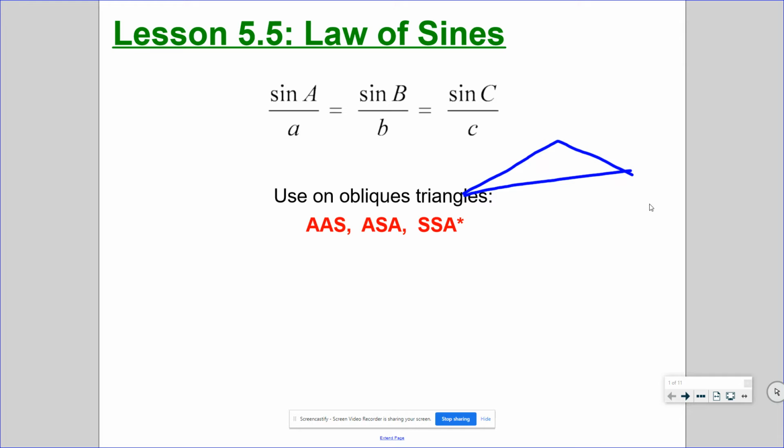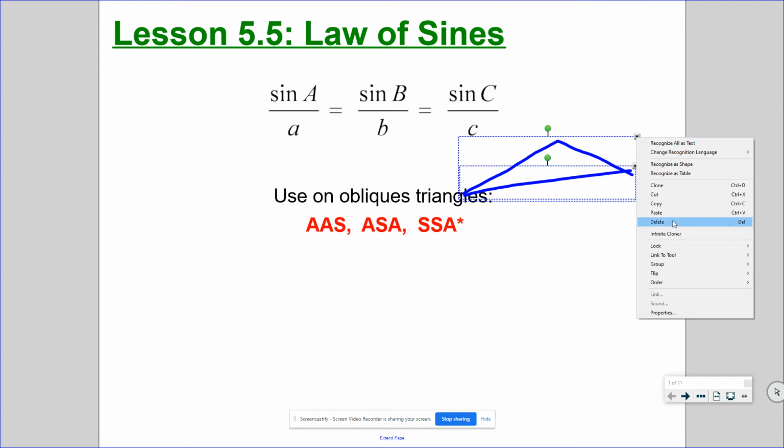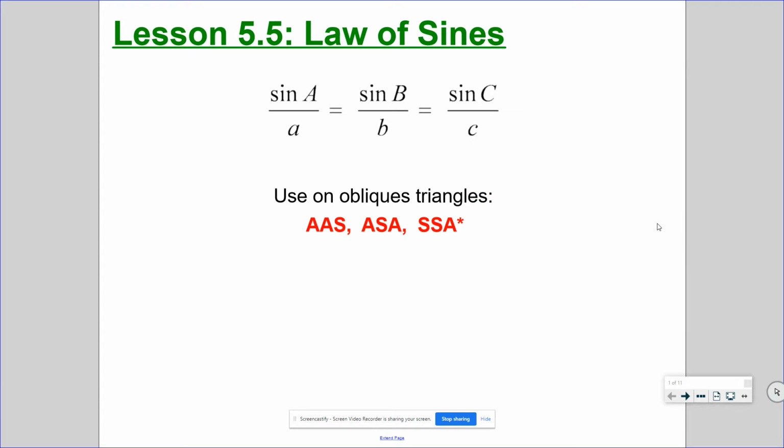Referring to the formula itself, let me redraw this triangle. This is horrible. Let me try again. So we're going to be in this triangle using what we call A, B, and C. A, B, and C are going to be side lengths and angle measurements. So let's start with angle measurements. Those are supposed to be capital letters, my apologies. We'll take this one, call it A. We'll go here to B. We'll go here to C.